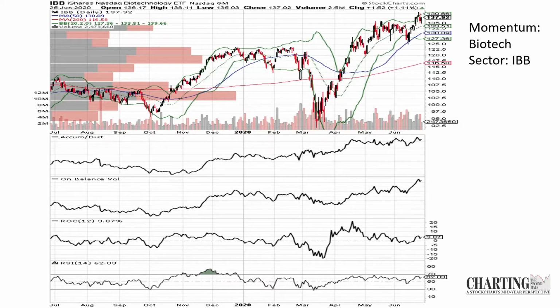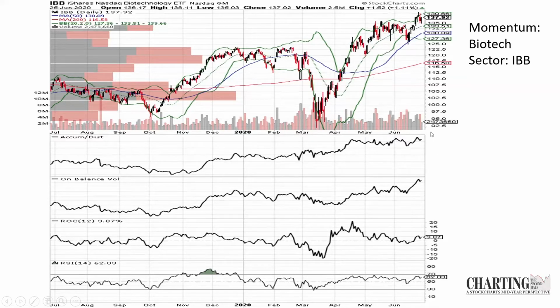And you can see here that biotech, as represented by the iShares NASDAQ Biotech ETF, had a terrible COVID-19 period, recovered, and is actually at the current moment trying to break out. So is that going to happen? Well, it's possible. It's actually a lot more possible than we may realize.